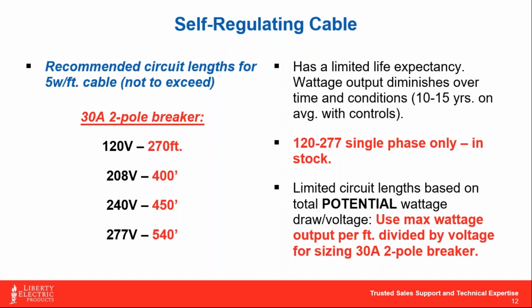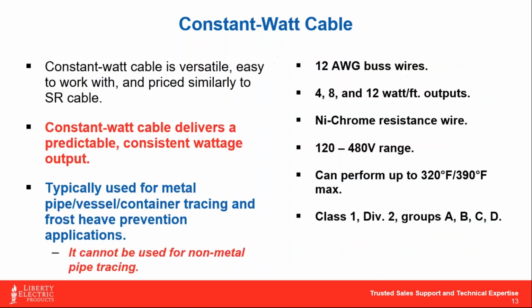Something else to note on these particular cables is that stock voltages, 120 to 277 volt, are typically always in stock. Anything beyond 277 volts would be a custom. And if you ever want to figure out the maximum circuit length, you just need to know the maximum wattage per foot on that cable. You multiply that by how many feet of cable you want to put on the circuit, divide it by your voltage, and that'll tell you how many amps you've got on that circuit, okay?